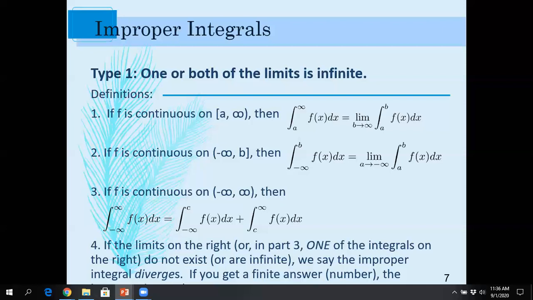Look what it says. If the limit on the right, or in part 3, one of the integrals on the right does not exist or is infinite, we say the improper integral diverges. If you get a finite number, oh man, it's kind of off the bottom of the screen here, but it says, if you get a finite number, the integral converges, okay? The integral converges in that case, okay?